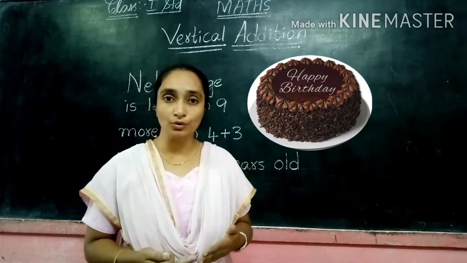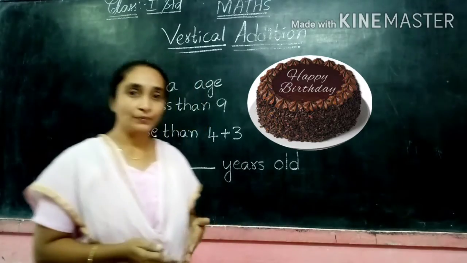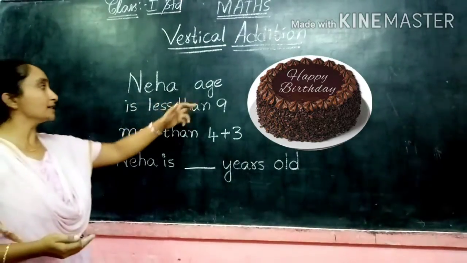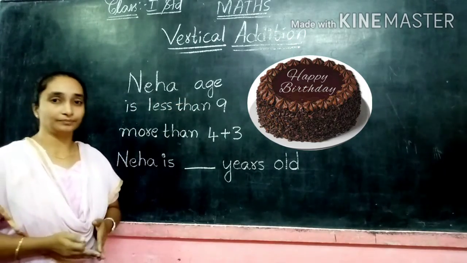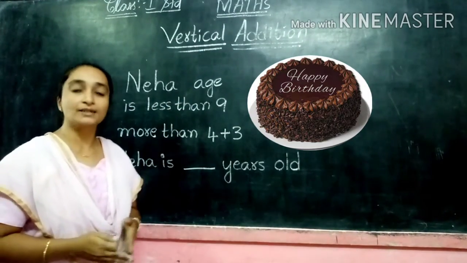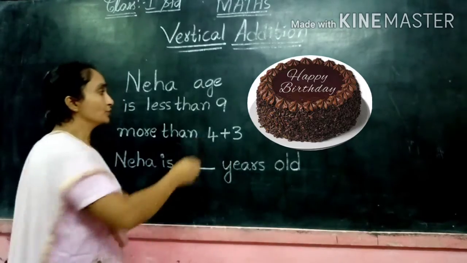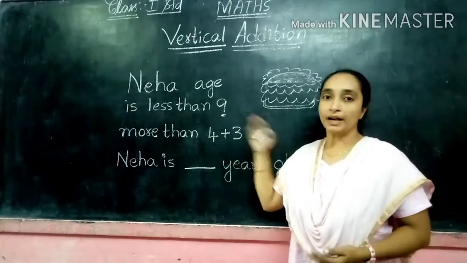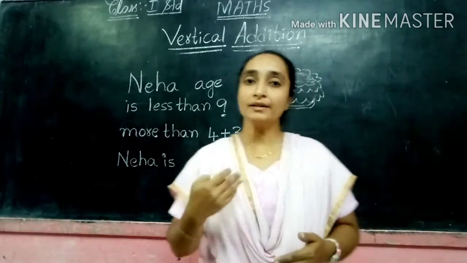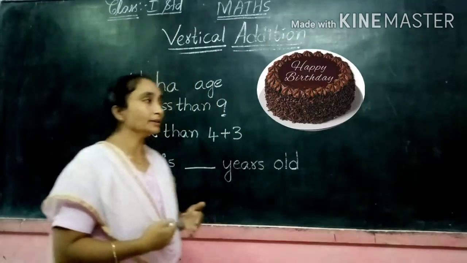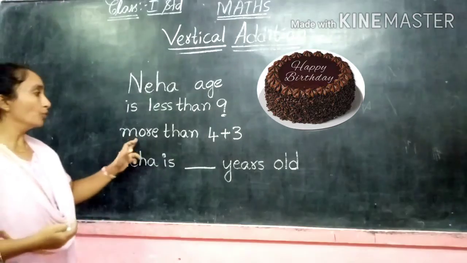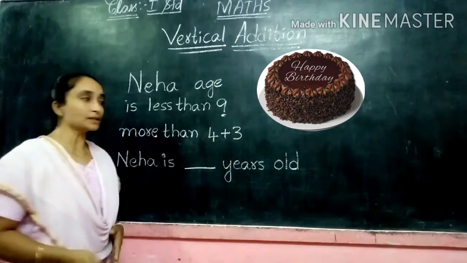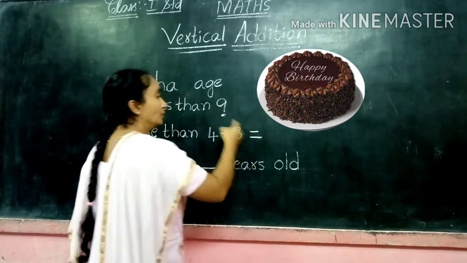They have given some clues to find out her age. So what are the clues they have given here? Actually, Neha's age is less than 9. Neha's age is less than 9. So the number less than 9. Her age is less than 9. What is the number less than 9? Let us see. And more than 4 plus 3. More than 4 plus 3. So what is the number?